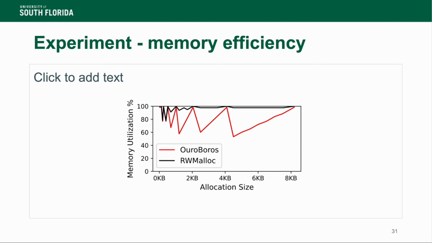Here, the memory utilization of RW malloc is always close to 100%. On the contrary, Ouroboros performs well when allocation sizes are some power of 2, because these sizes fit perfectly into the pages. The reason is that our system allocates large memory chunks by aggregating small consecutive pages, and so has a finite granularity of control over the memory space.